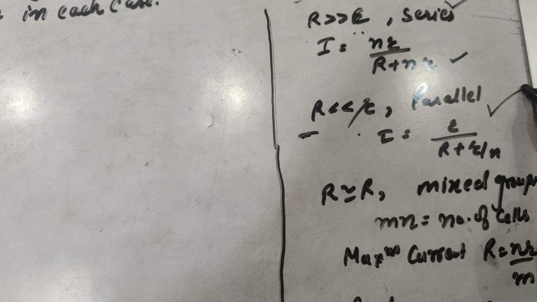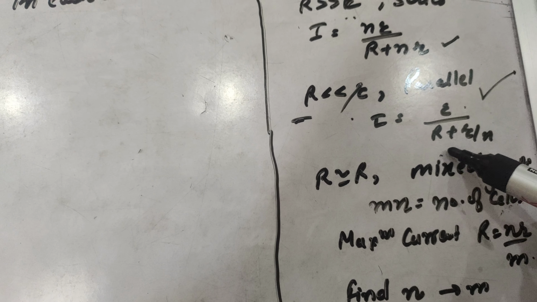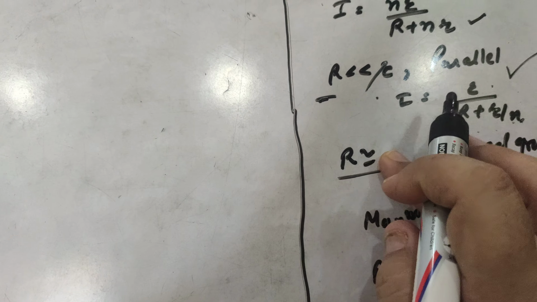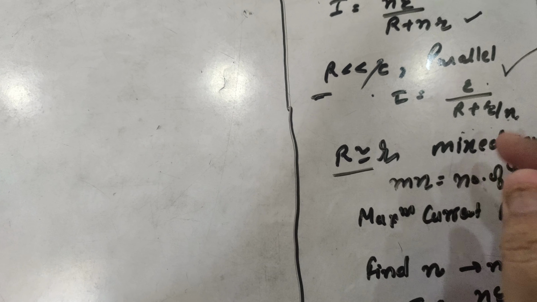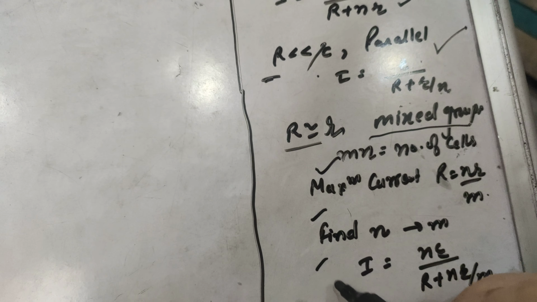And when R, the external resistance, is very much less than the internal resistance, in that case we will use the parallel combination, and the formula is I is equal to E upon R plus r by n. And when R is comparable to the internal resistance r, in this case we will use mixed grouping, and these are the steps to be followed.